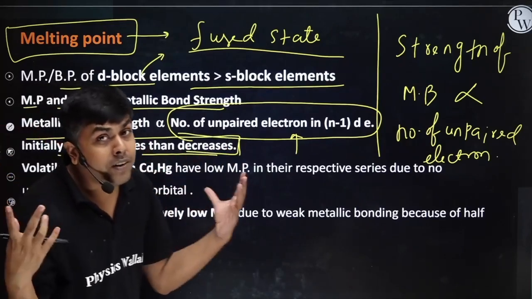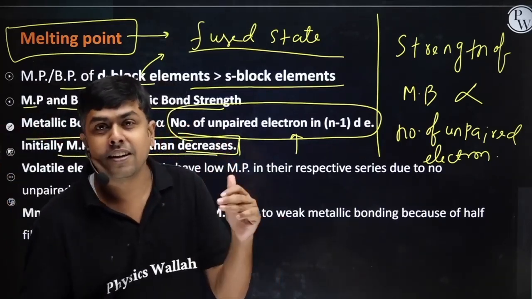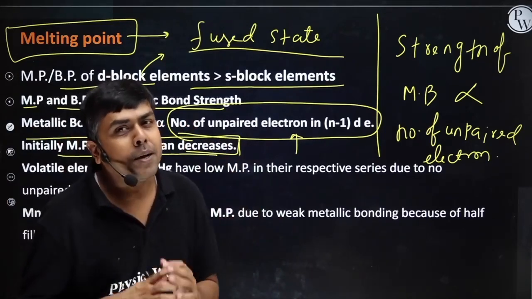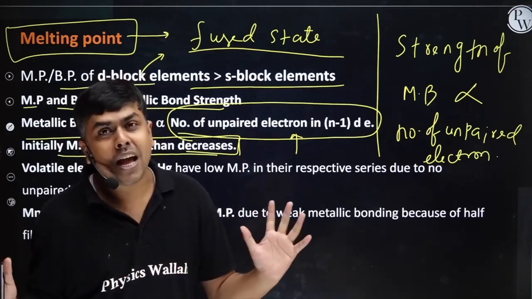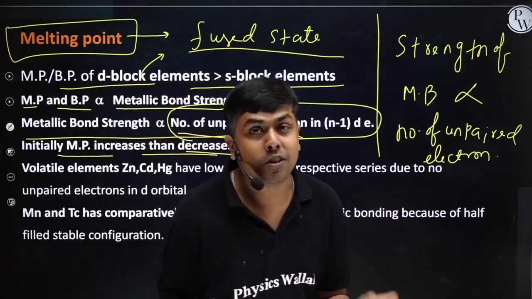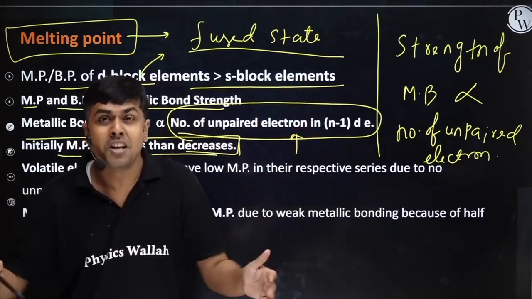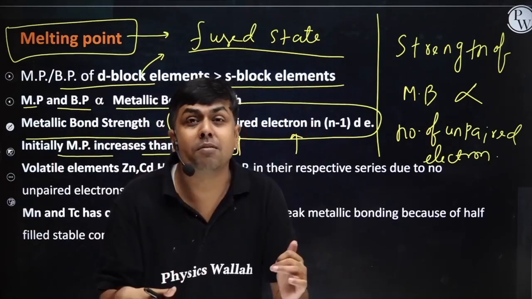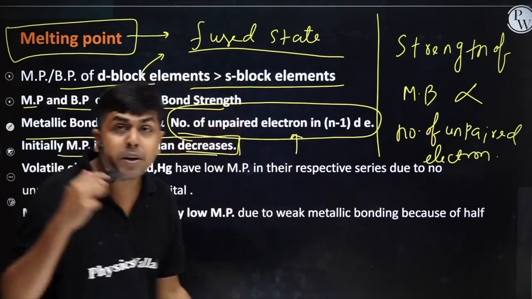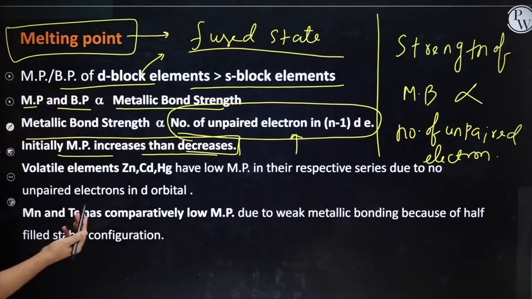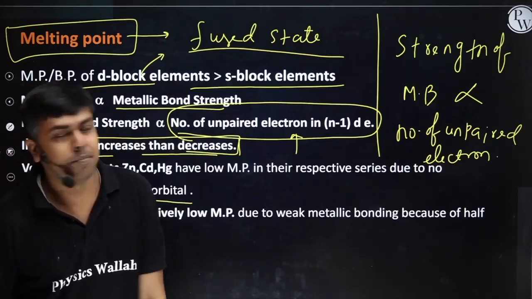Students, there are certain elements like group 12 elements, that is zinc, cadmium, and mercury. They have a completely filled (n-1)d subshell. The number of unpaired electrons is zero, so the strength of metallic bonding is less, so these elements have low melting and boiling points. They are more volatile. Zinc, cadmium and mercury are more volatile as they don't have unpaired electrons in the d subshell.